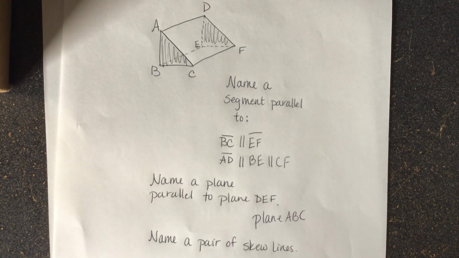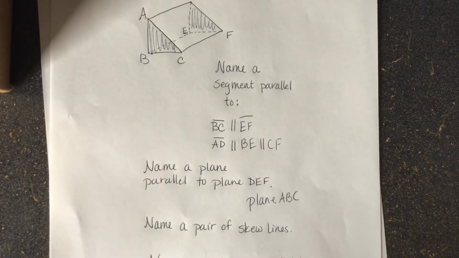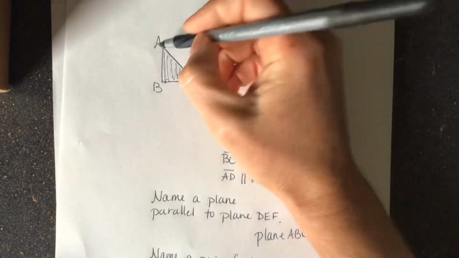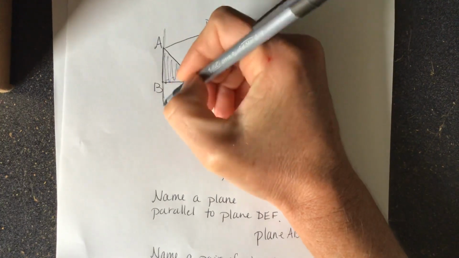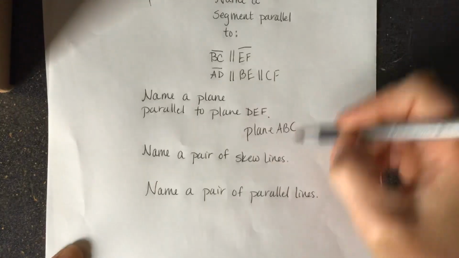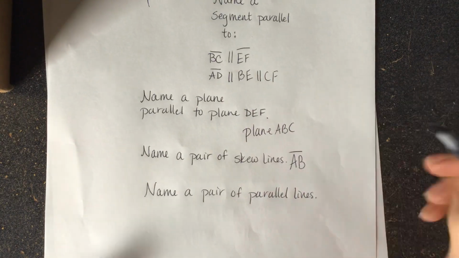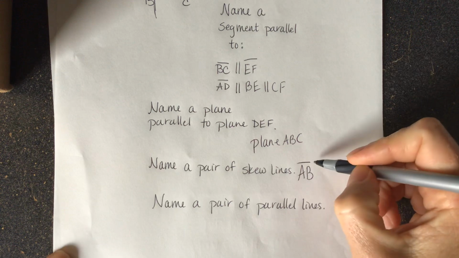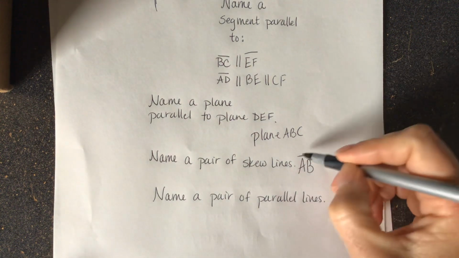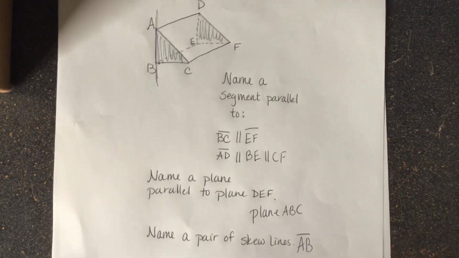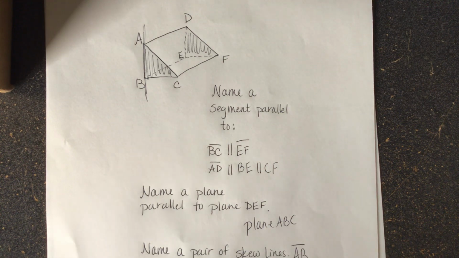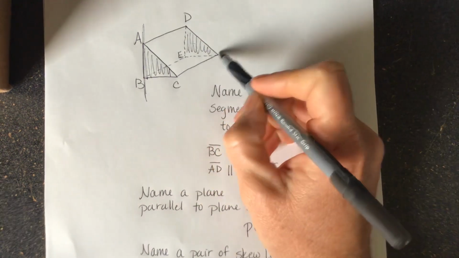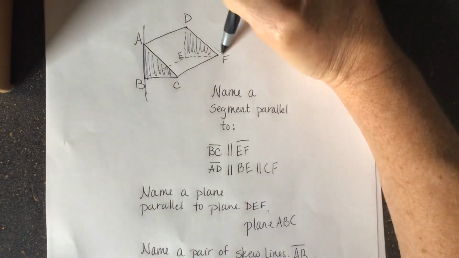Next, name a pair of skew lines. So these are lines that are not going to intersect, and they're not on the same plane. They're not parallel. So if I choose maybe right here, AB, hopefully I can find one that is skew to that. I could keep the line segment there, or I could make that a line. That would be your choice. I see a couple, right? CF would work here, and DF would work back here.